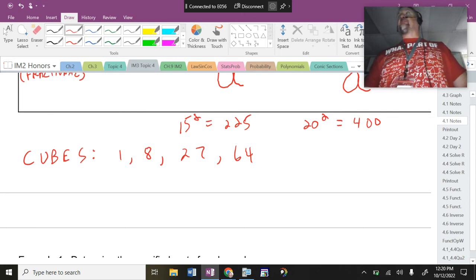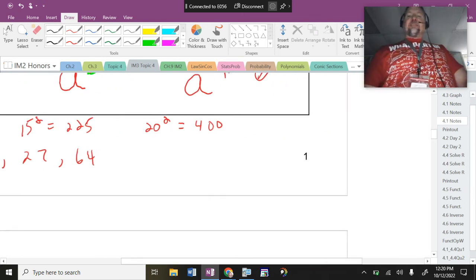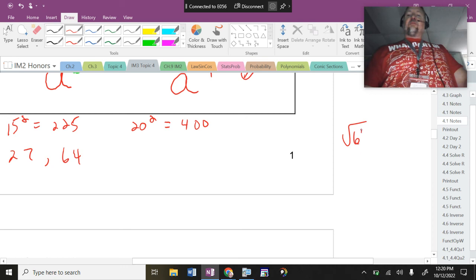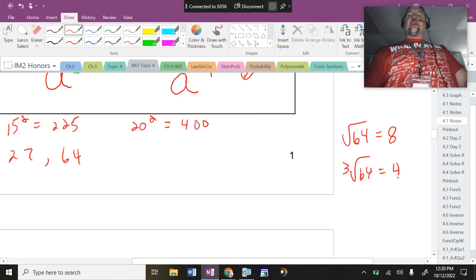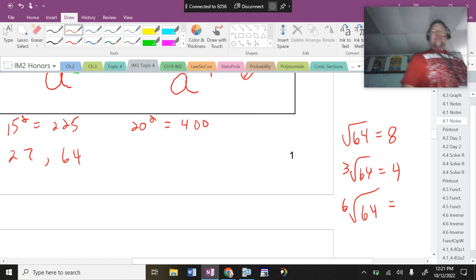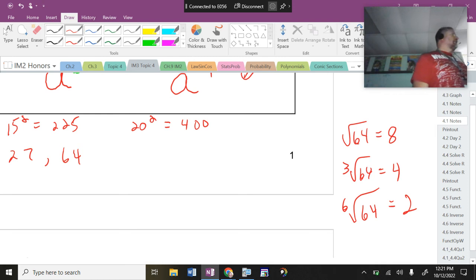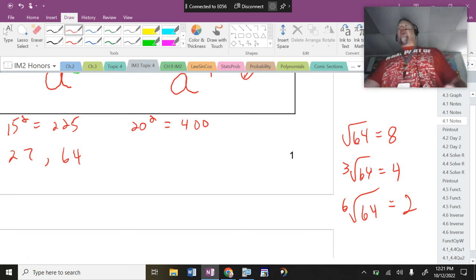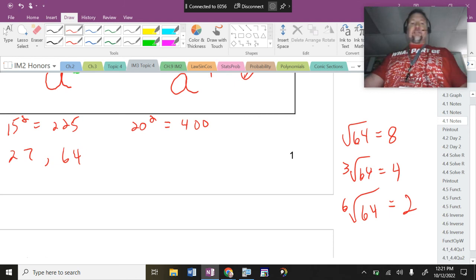Actually, 64 is super special. Hey, I'm going to write this off to the side. What's the square root of 64? 3, 2, 1, go. 8. What's the cube root of 64 then? 3, 2, 1, go. Because I'll forget otherwise. This is wild. What's the 6th root of 64? 3, 2, 1, go. It is 2. 2 times itself 6 times does equal 64. 64 is one of the most special numbers of all time. It's a perfect square, a perfect cube, and a perfect 6th root.